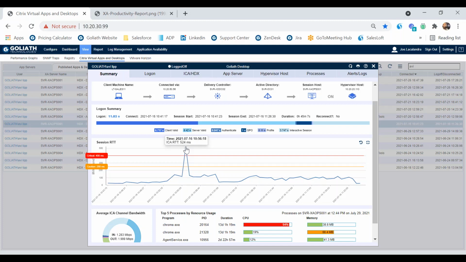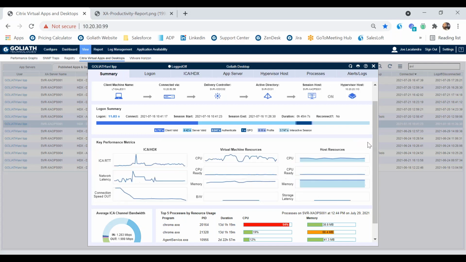And with our embedded intelligence, we're able to show help desk exactly what those thresholds are, so it's really easy for them to confirm or deny that a user was having a problem. So right away, they were able to confirm that, yes, indeed, this user that placed that support ticket in was having an issue at 10:56.